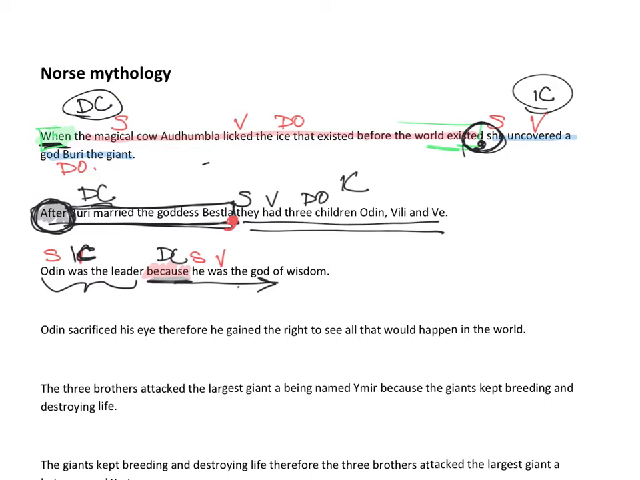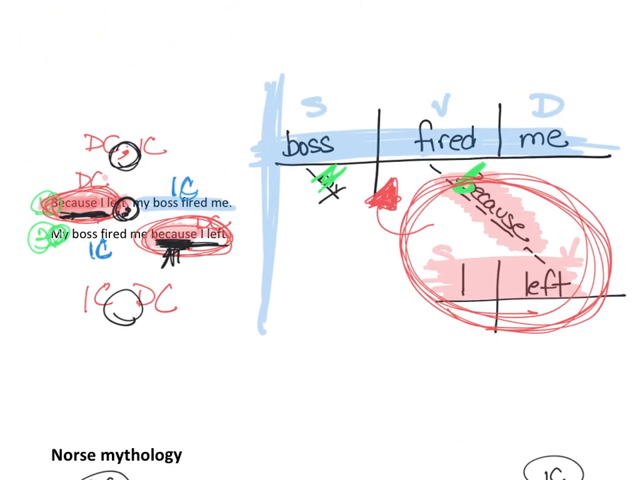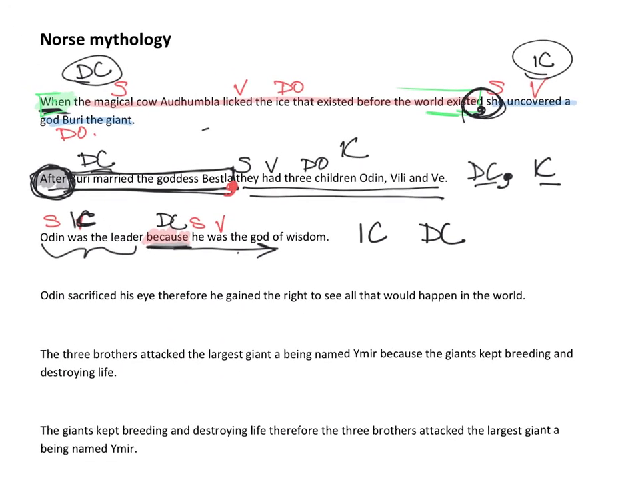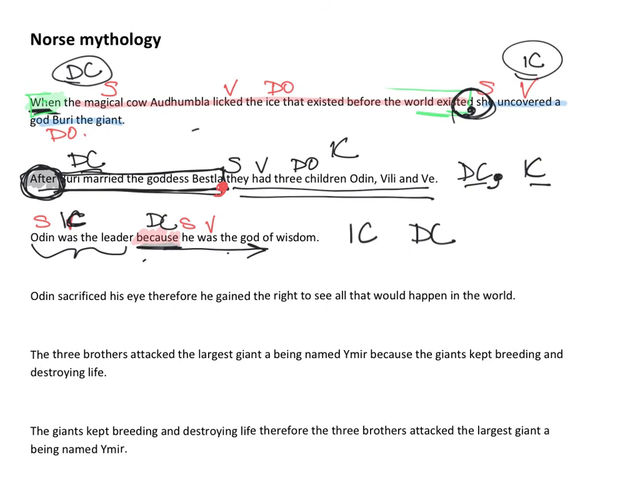If the structure I have is DC, IC, you have to have a comma. The structure goes DC, comma, IC. If the structure is IC, DC, what should you do with your punctuation? Nothing. So you should not have any punctuation at all in this sentence. The word because already separates out this DC here from this IC, this independent clause. Okay, let's take a look at the next one.